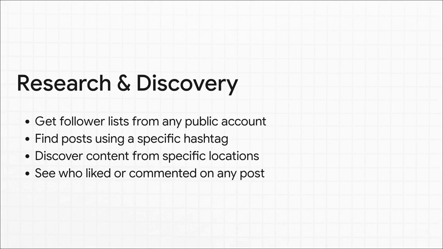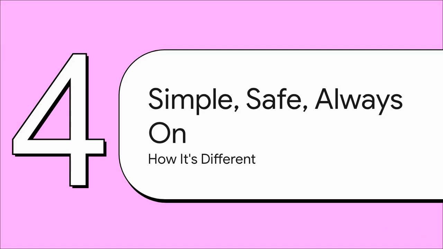Just imagine being able to get the entire follower list from a competitor to find new customers, or finding every post that used a specific hashtag you're tracking, or content from a particular city. You can even see the exact list of people who liked or commented on a certain post. The possibilities for discovery are just massive. But what really makes HikerAPI stand out is how it's designed to completely avoid all those old problems we talked about. So let's break down how it's different.